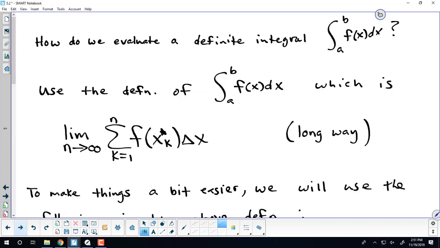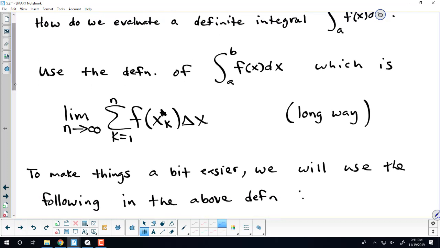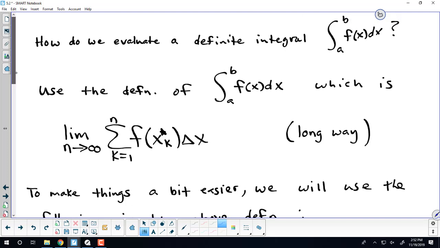So then we're going to talk about now how do you actually evaluate a definite integral. One way we saw is through the geometric means, but it's not always applicable. So the generic approach is to use the definition of the integral, which is this infinite sum. So we're going to compute this infinite sum and say whatever that infinite sum is, that's the definite integral.